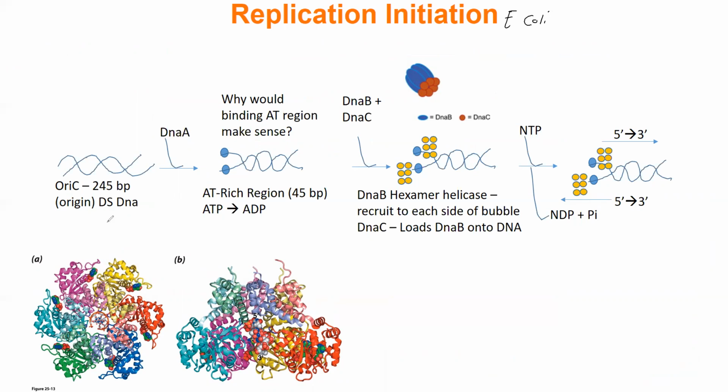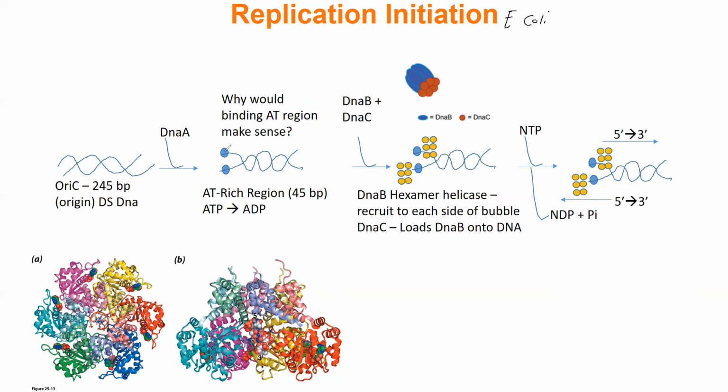So let's start. Replication in E. coli begins at a specific site called the ORI-C. ORI stands for origin. It's 245 base pairs in length, and before replication, it's in its double-stranded form. The first molecule to bind is called DnaA. DnaA binds to the ORI-C at an AT-rich region, roughly 45 base pairs, and starts to open this up by taking ATP and making it ADP.